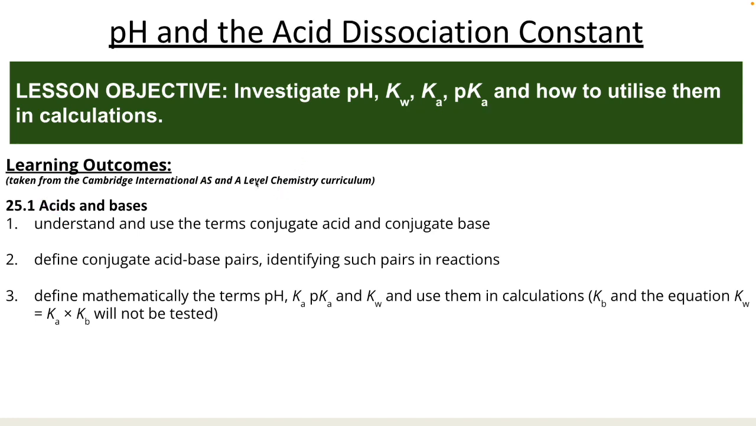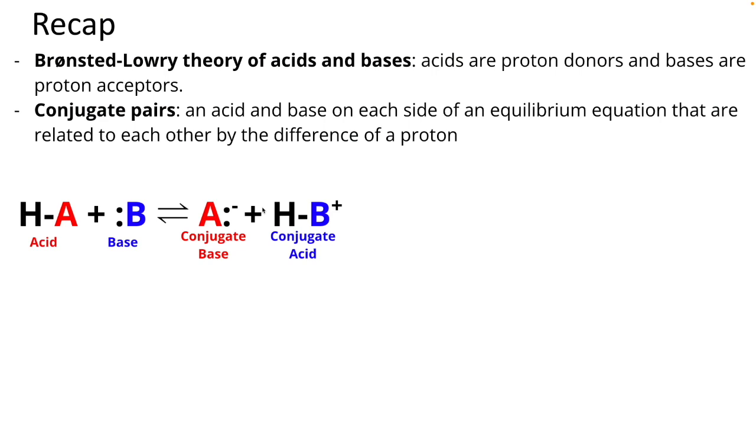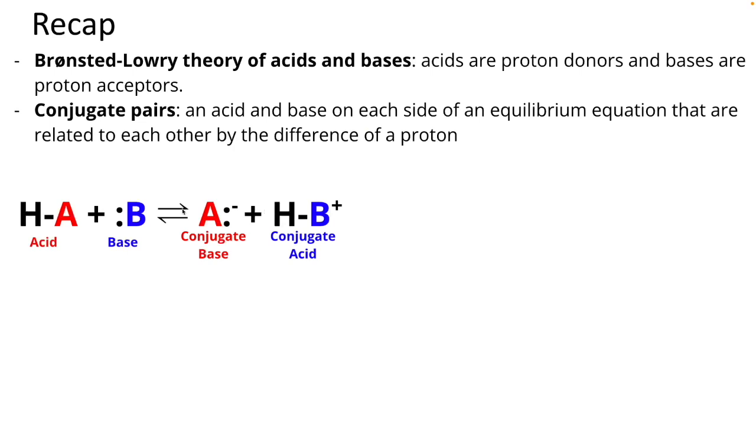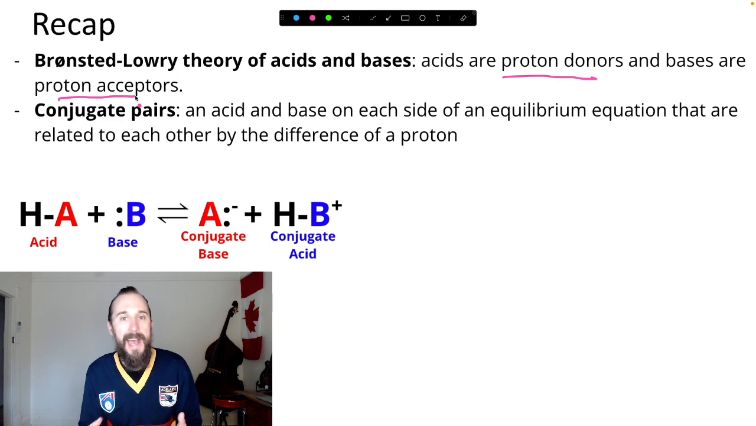So to begin with, let's recap some important topics that we've previously visited, that are going to be necessary for our understanding as we extend equilibrium as a concept. The first one was the Bronsted-Lowry theory of acids and bases, which states that acids are defined as proton donors and bases are defined as proton acceptors.